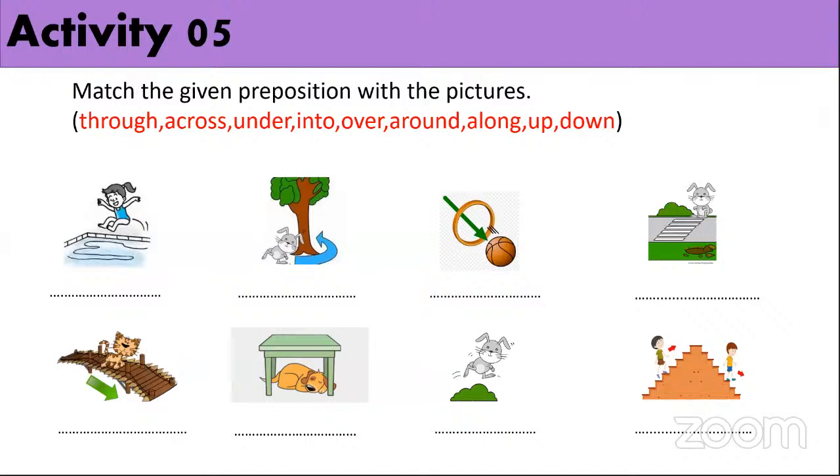What is the girl doing? What is the rabbit doing? The arrow, the position, the movement of the arrow, the movement of that next rabbit, movement of this cat and the dog. Once again, there's a rabbit and there are two boys. Okay, hurry up.